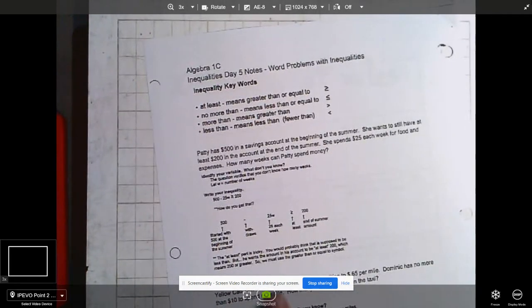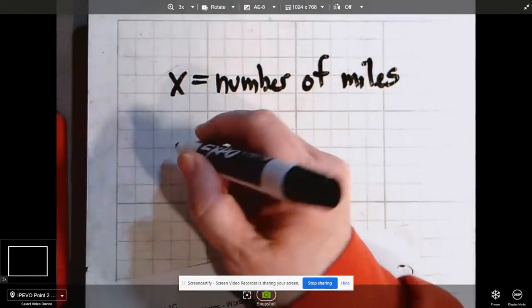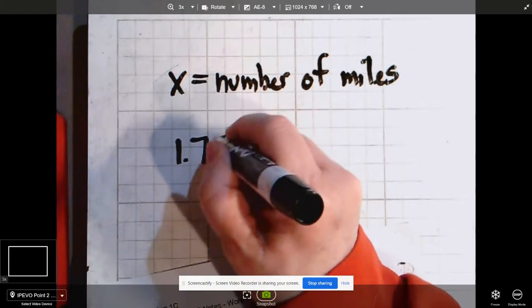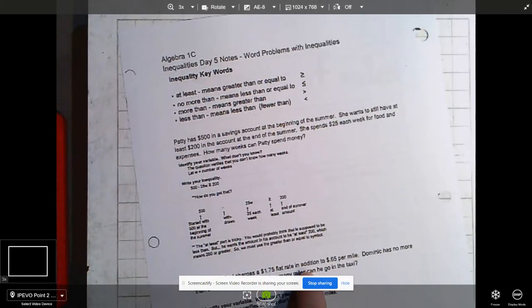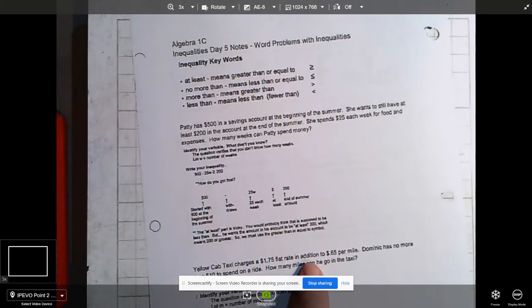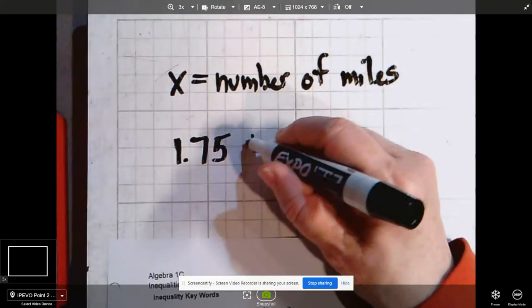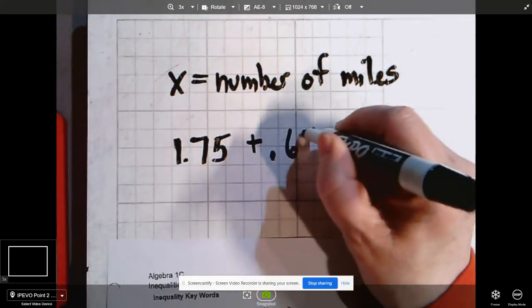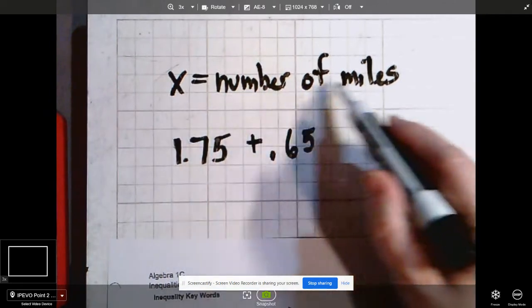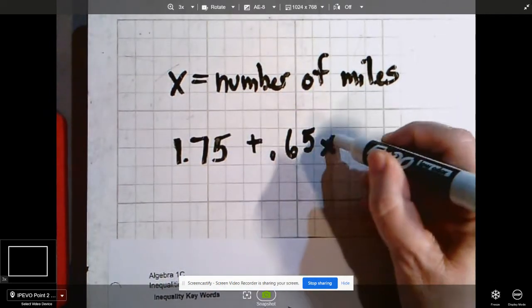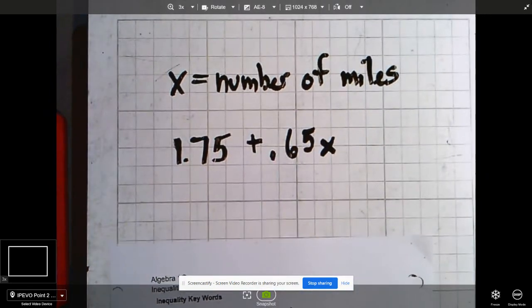Well, the yellow cab charges $1.75 flat rate. So $1.75, I'm going to have to pay that no matter what. Plus, or in addition, that tells you plus, 65 cents per mile. Well, I've got plus 65 cents per mile, but I don't know the number of miles, so that's where my variable will come into play.